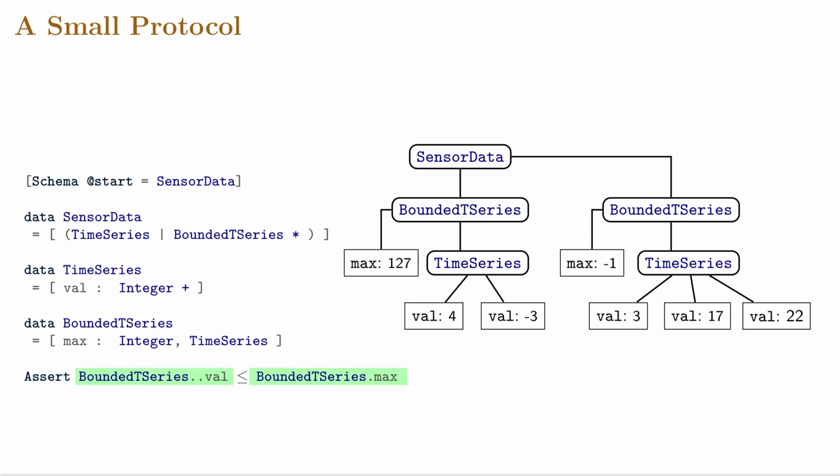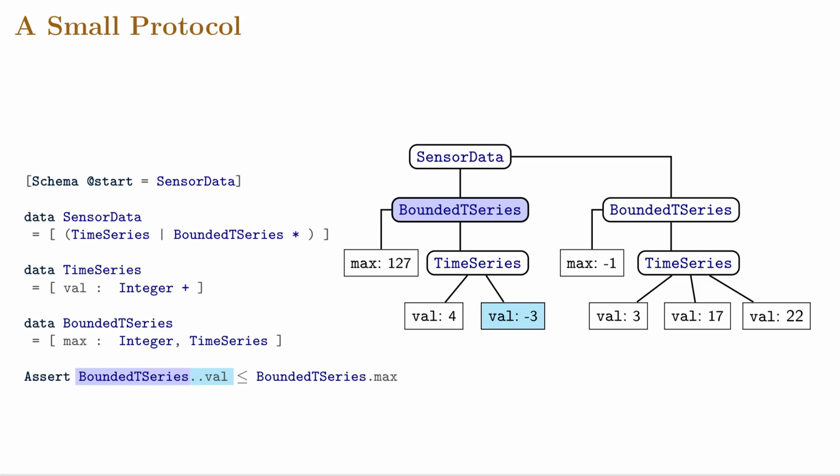And the meaning of these names here, which we call path variables, is that they specify which attributes in the packet we are talking about. So bounded t-series .max, for instance, refers to any max attribute that is a direct child of a bounded t-series node. So that would be the max colon 127 on the left and the max colon -1 for the bounded t-series on the right. For the bounded t-series .val, this instead refers to any descendants of a bounded t-series. So these could be arbitrarily far down. So these two nodes here would be examples of that.